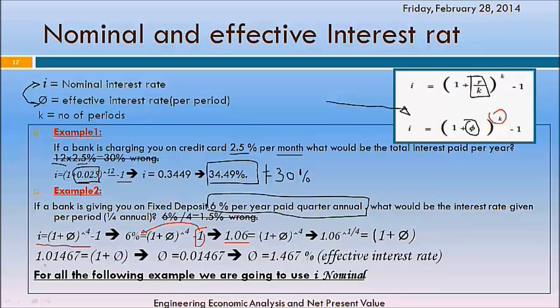Use the calculator. 1.06 to the power 1 over 4, or if you want 1.06 to the power 0.25, equals 1.01467, equals 1 plus alpha. Then alpha equals 0.01467, so it's 1.467%. This is the effective interest rate. So it's also not equal to 1.5. Actually, due to the compounding effect, the banks will tell you we are going to pay you 6% at the end of the year, your total amount is going to be 6%, but actually per quarter they are just going to give you 1.467.